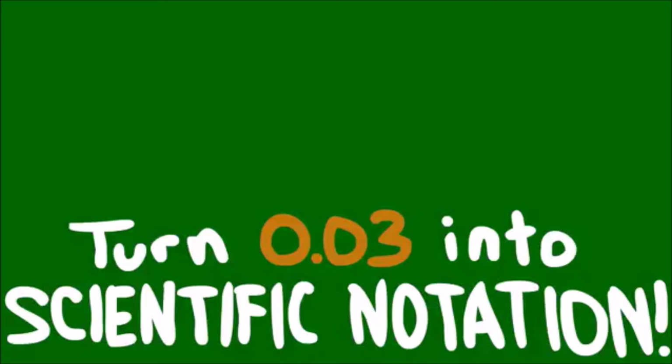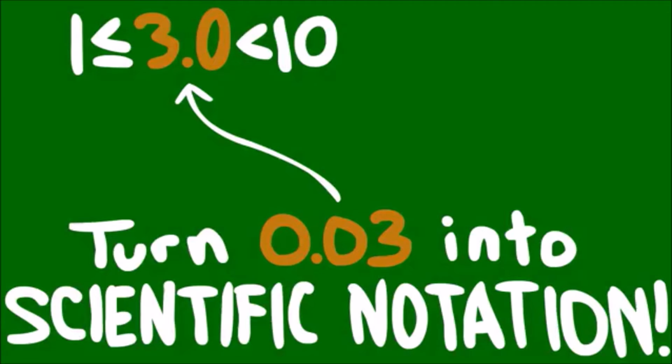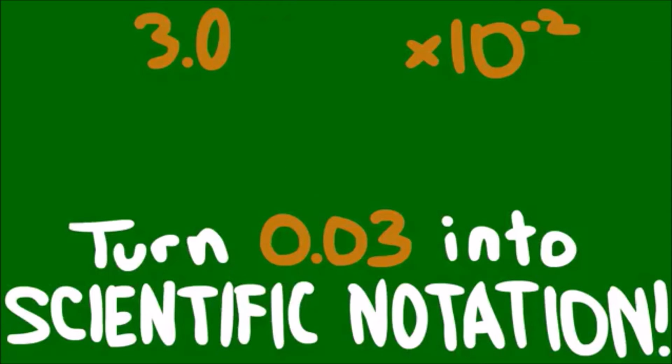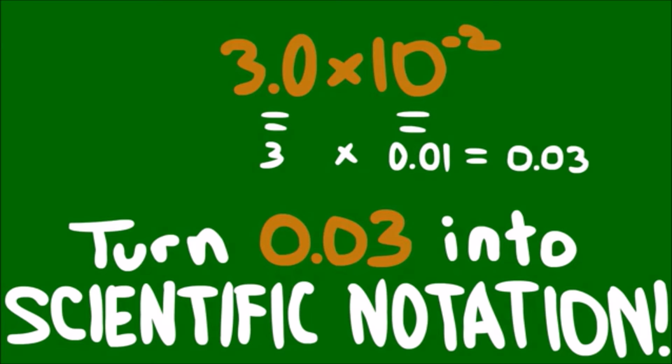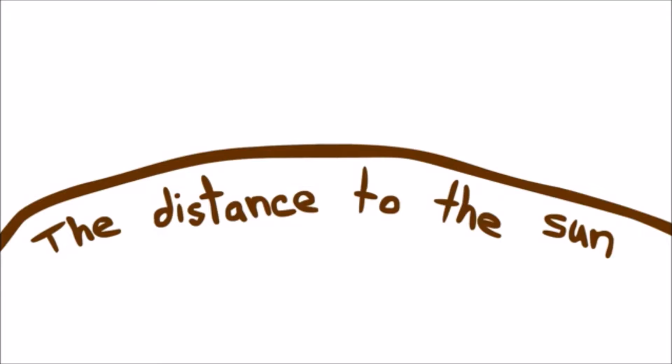Express your number so that it's more than 1, but less than 10. Take that number and multiply it by 10 to the proper exponent. 0.03 in scientific notation is 3 times 10 to the negative 2. 10 to the negative 2 is 0.01 times 3, that's 0.03, so yeah, there's your proof.